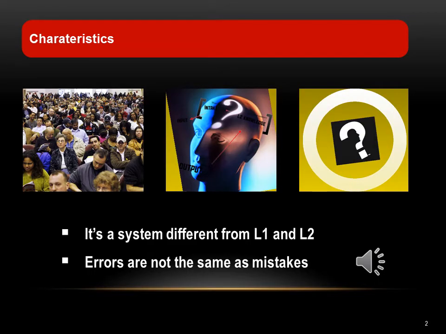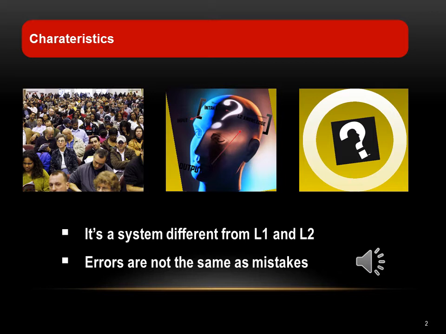There are some characteristics of the interlanguage phenomenon that we should mention. Interlanguage phenomenon, it's a system itself. It's different from L1 and L2. It also means that it can stop developing at any moment of the development stages.